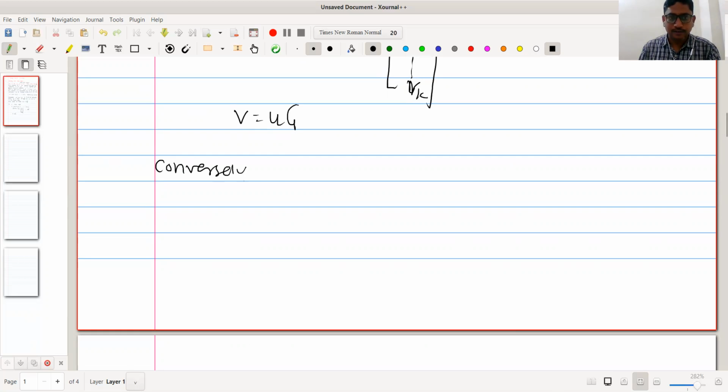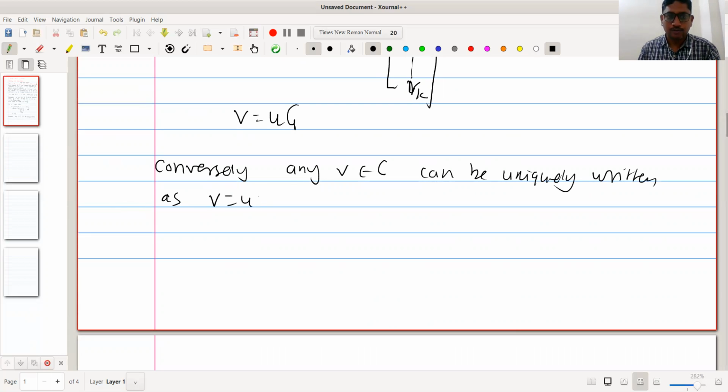Now conversely, any V in C can be uniquely written as V equal to uG, where one can find u1, u2, and uk. This u vector is from Fq^k, since it is a k-tuple and the dimension is k.